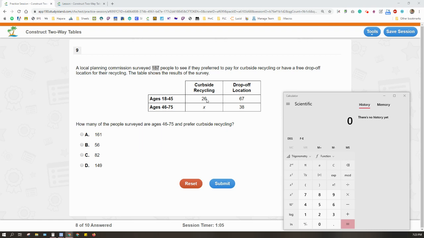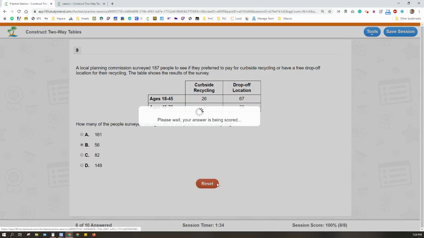Take away the 26 that are ages 18 to 45 and want curbside recycling. So 187 minus the 26, and then subtract the 67 that are also ages 18 to 45 but want a drop-off location, and then finally subtract the 38 that are ages 46 to 75 and want a drop-off location. That leaves us with 56 people, and that's the answer for this problem.